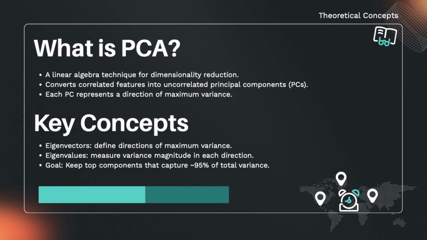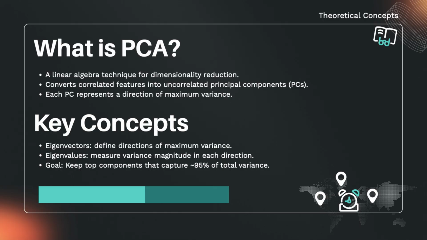So, what exactly is PCA? At its core, PCA is a linear algebra technique used for dimensionality reduction. Its main function is to convert a set of correlated features into a new set of uncorrelated variables called principal components, or PCs. The key idea is that each principal component represents a direction in the data with the maximum possible variance.